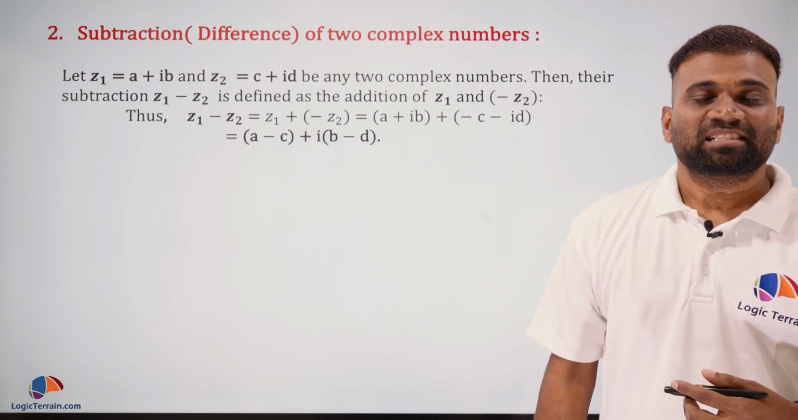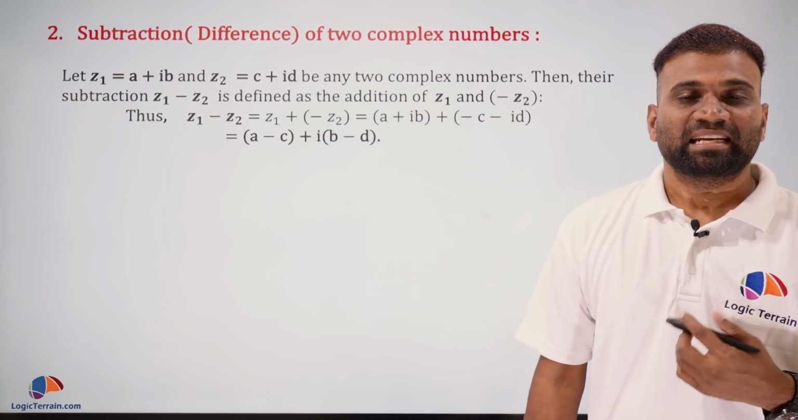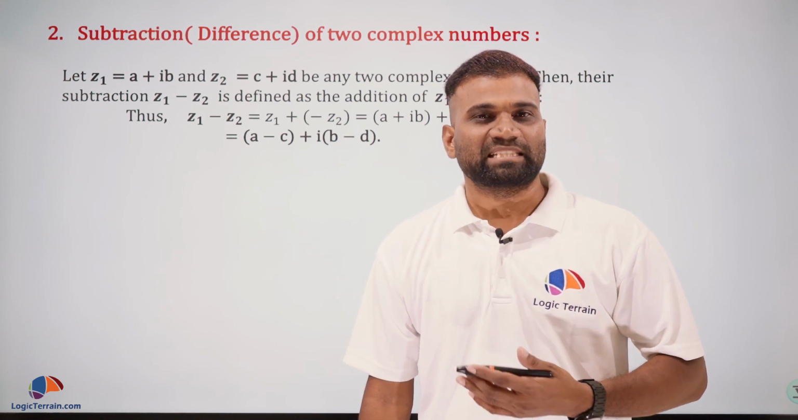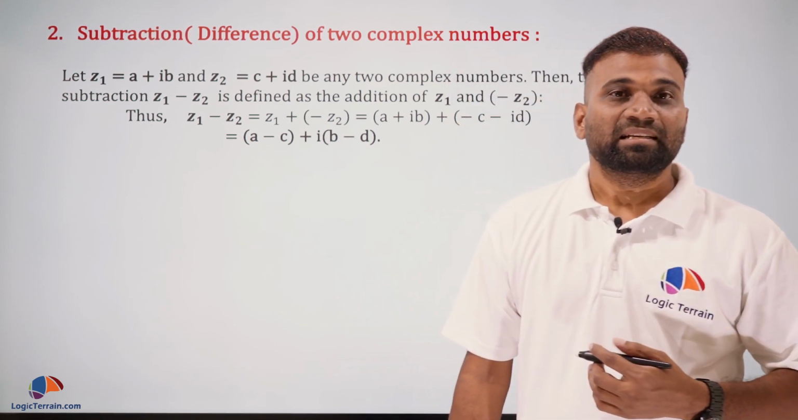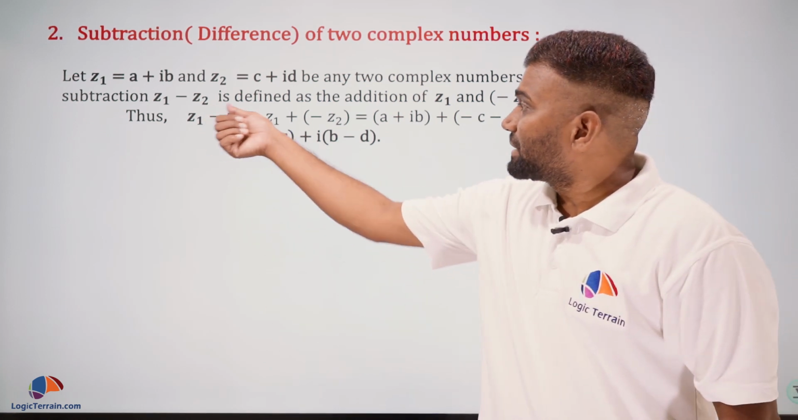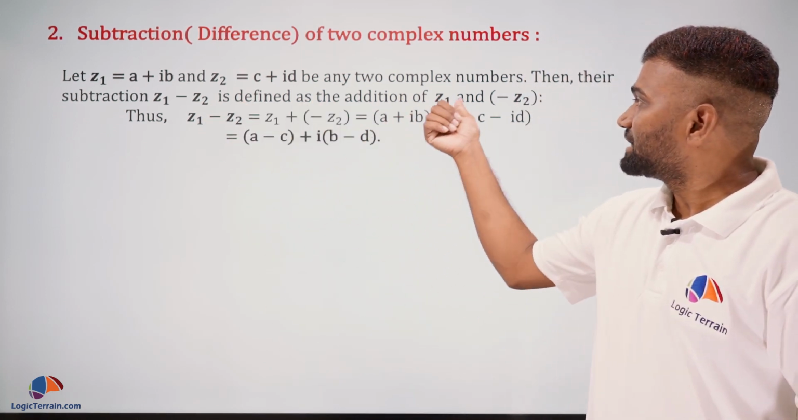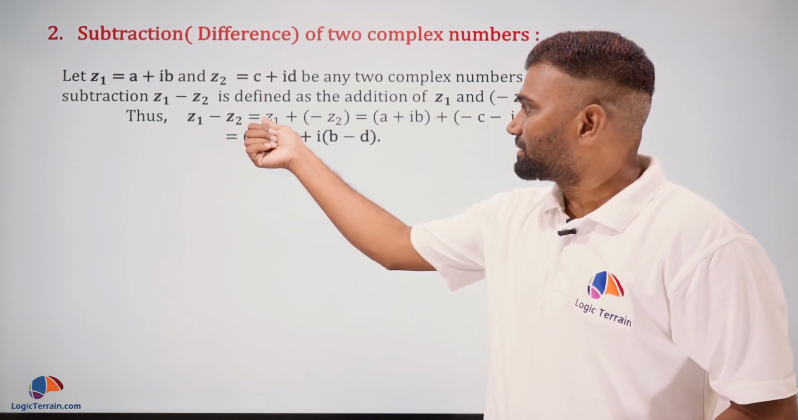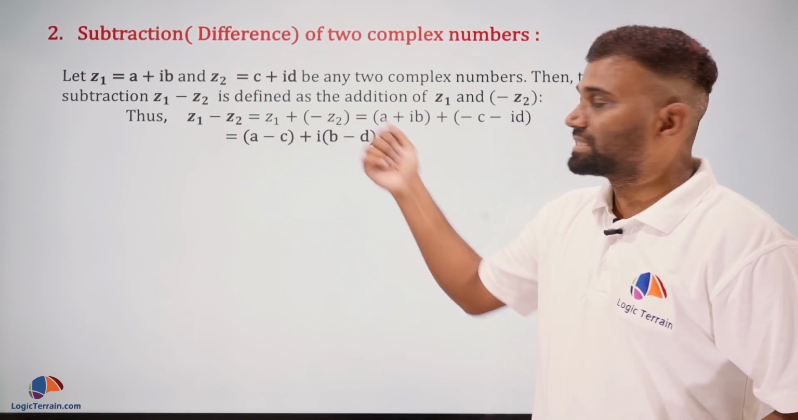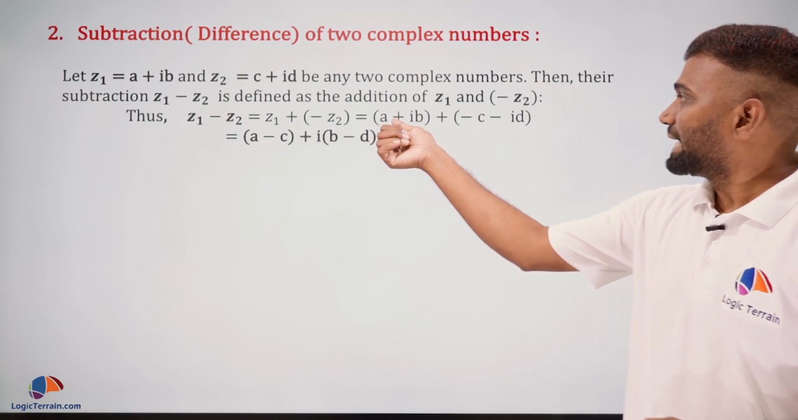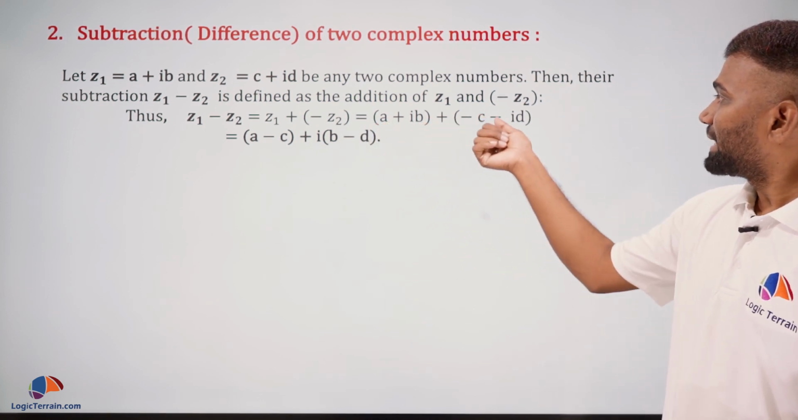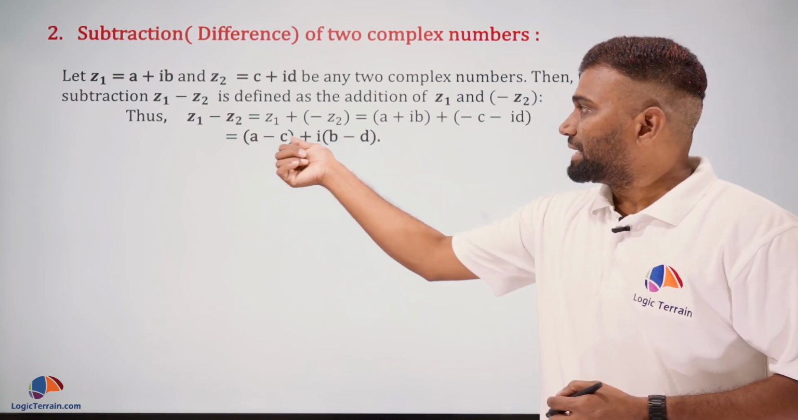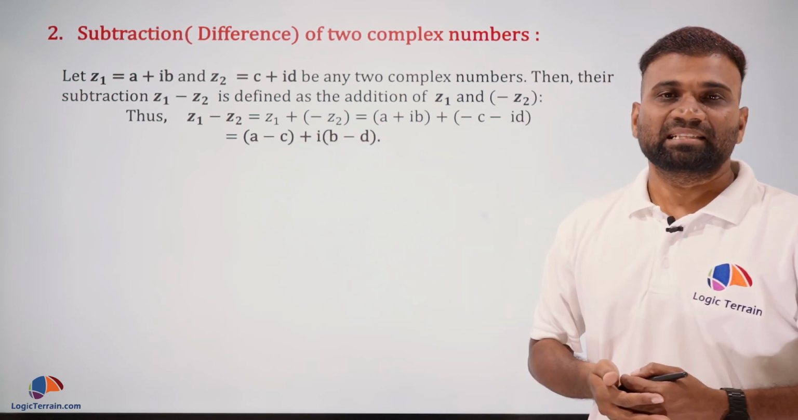Now we will discuss subtraction of two complex numbers. Let z1 is equal to a plus ib and z2 is equal to c plus id, or any two complex numbers. Then their subtraction, z1 minus z2, is defined as the addition of z1 and minus z2. Therefore, z1 minus z2 is equal to z1 plus minus z2, which is equal to a plus ib plus minus c minus id, and which becomes a minus c plus i of b minus d.